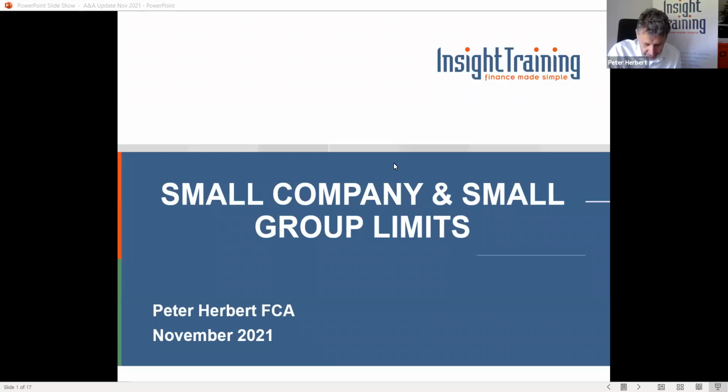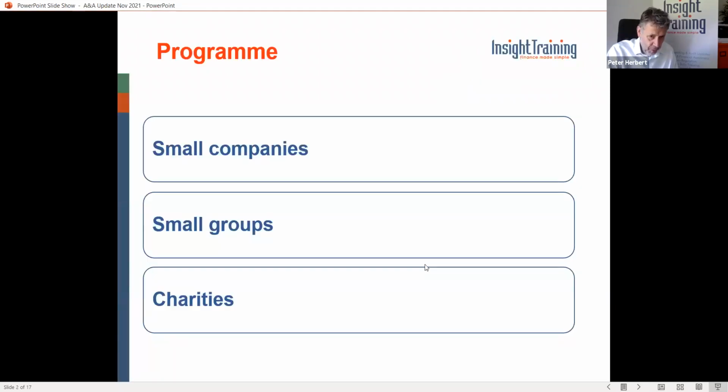As I said, we get lots of questions on it. It is an area that I think also people do get wrong, and that's why I think a good topic for coverage here on the session today. So what we're going to do, we're going to start off by looking at the small company rules. We're then going to look at the small group rules and finish off by looking at one or two aspects in relation to charities where the rules are slightly different.